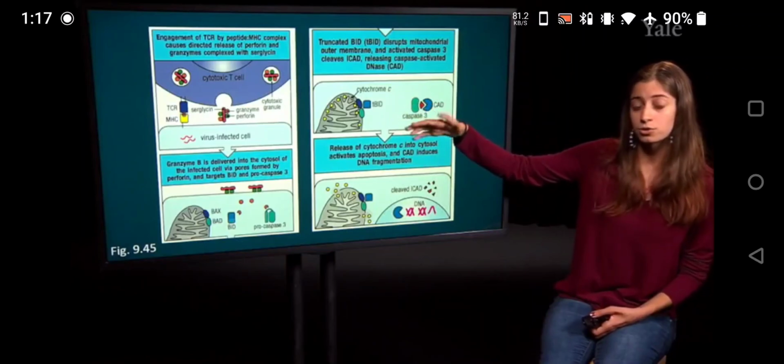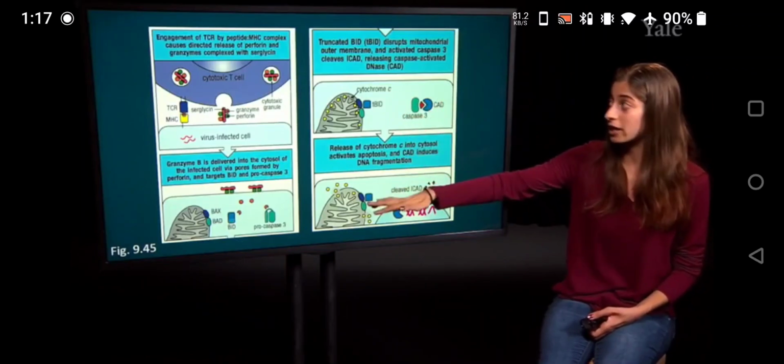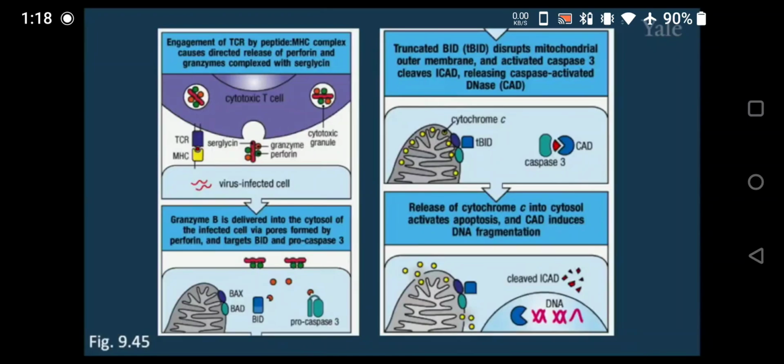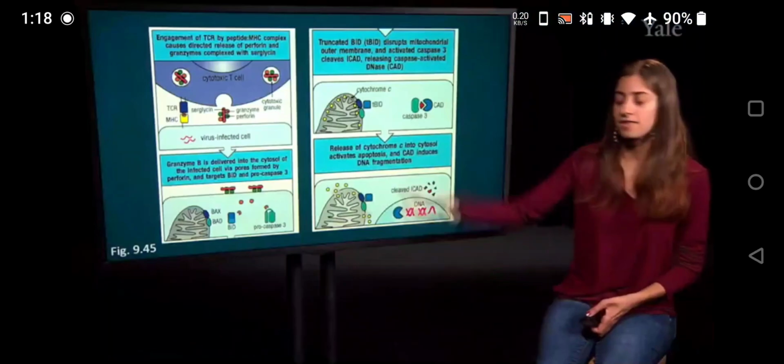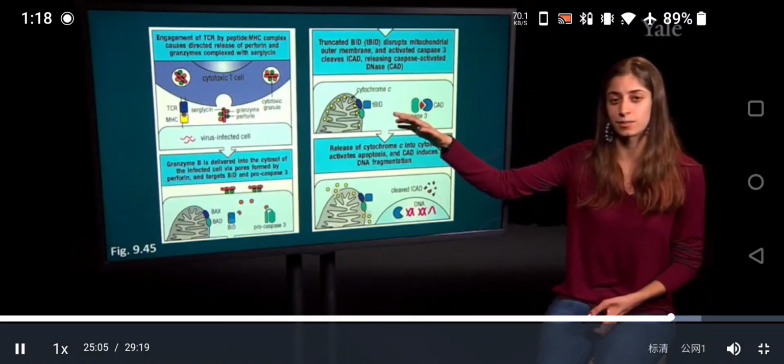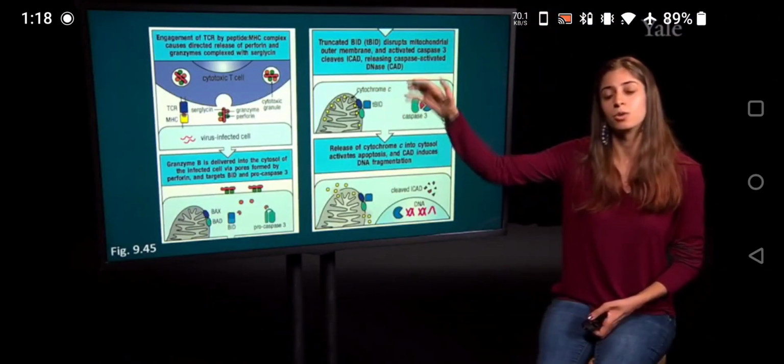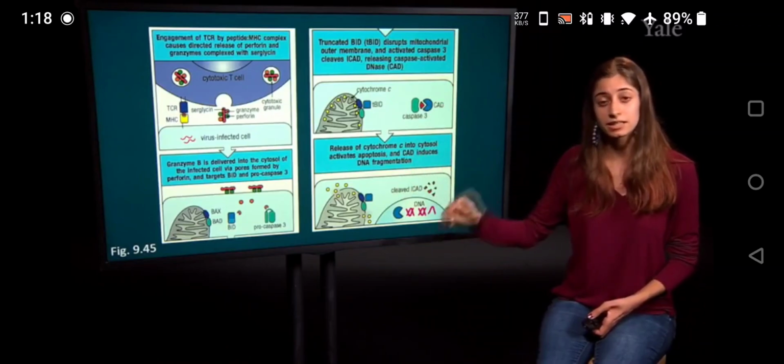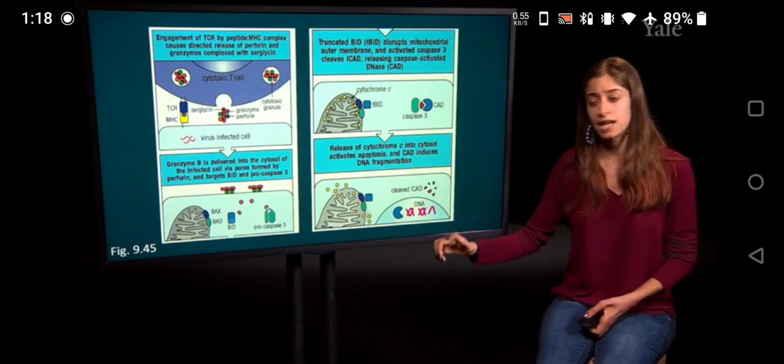BID, or truncated BID, which is cleaved by granzymes, will disrupt the mitochondrial outer membrane. This, of course, causes cytochrome C, that very important mitochondrial protein, to be released into the cytosol, where it will activate caspase 3 and cleave ICAD via that mechanism we talked about earlier. And then CAD, the DNase that is a product of ICAD cleavage, will go into the nucleus and begin to cleave DNA, resulting in the death of the targeted cell.